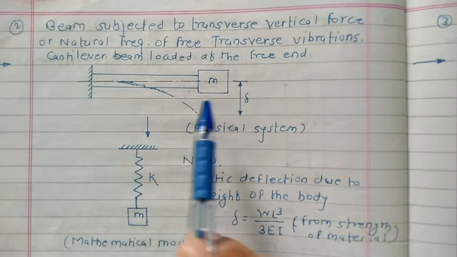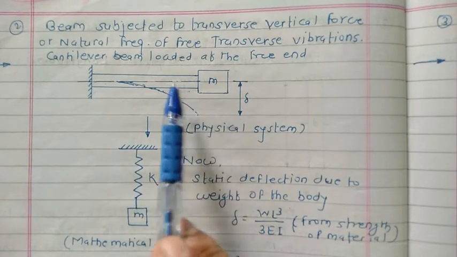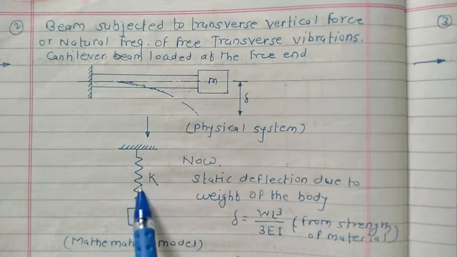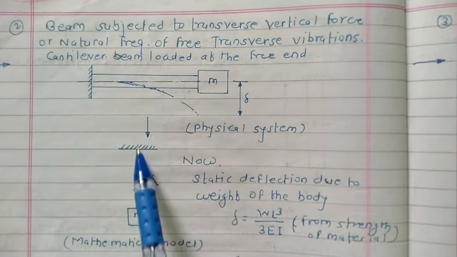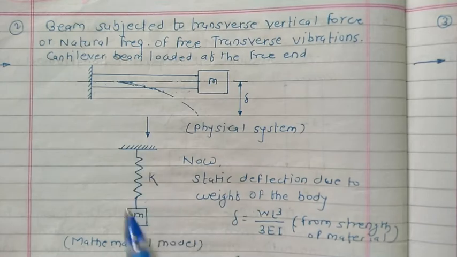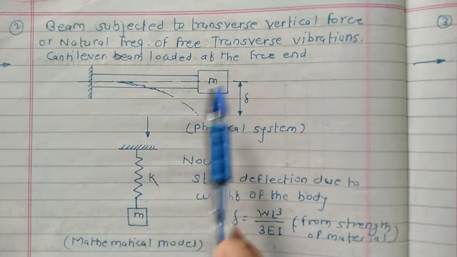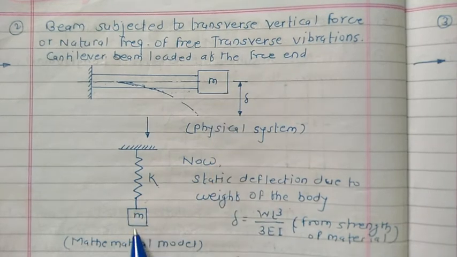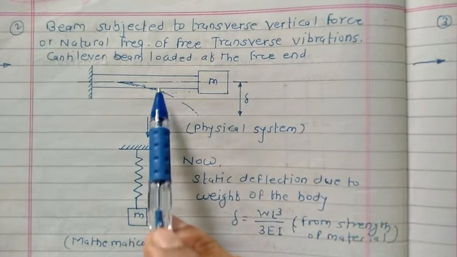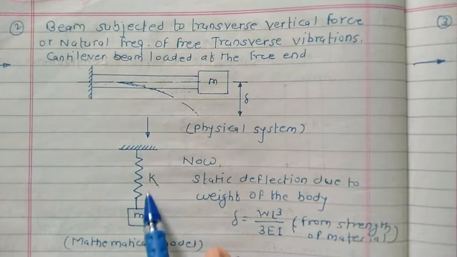Okay, so when we transfer this physical system into a spring mass system, what is the stiffness? Just by this bar we can show that stiffness by this spring, that is k, and whatever mass is attached at the end of this one, we can show that mass here like this. So in this way we can transfer the physical system into a spring mass system.